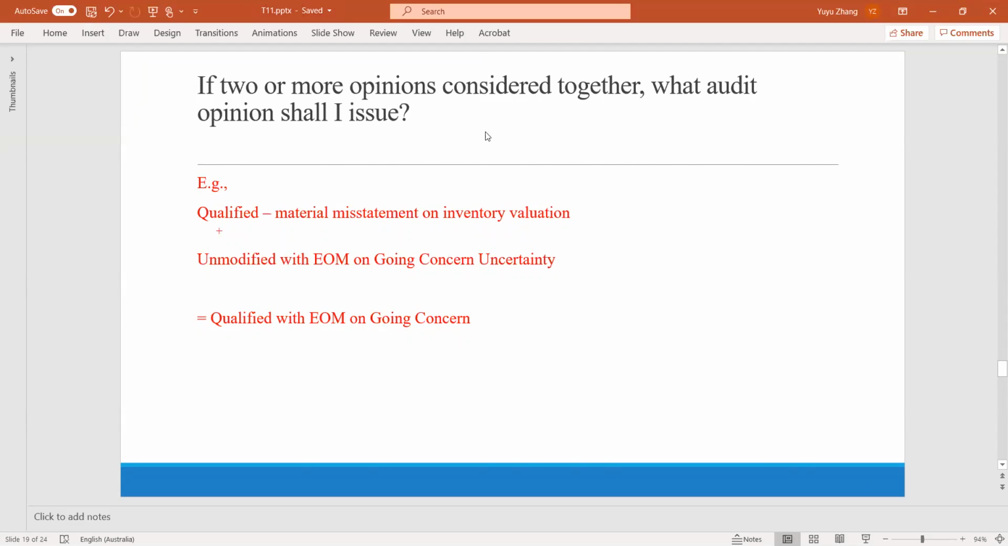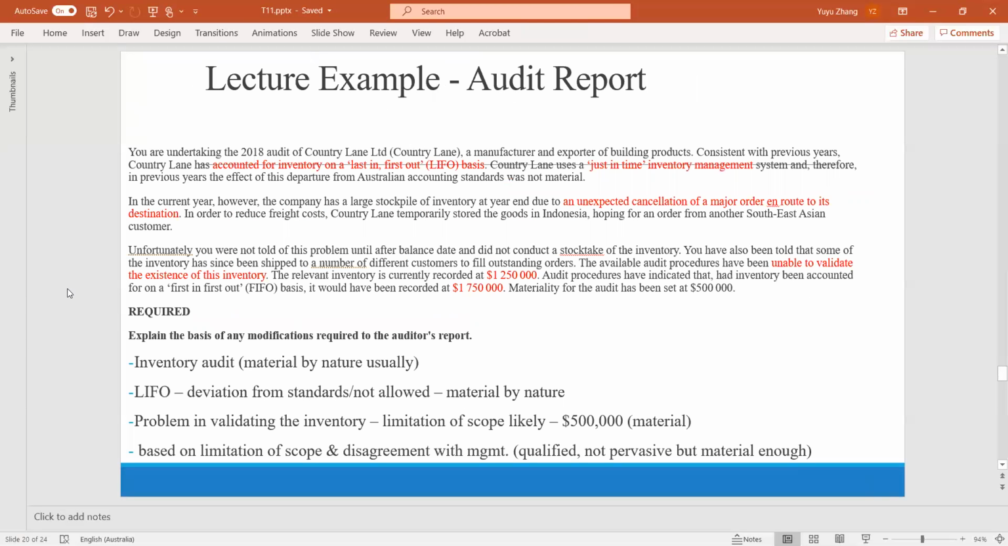But in the lecture example, in this case, everything is about inventory. So it seems the problems about material misstatement also come with problems about limited scope, both about the inventory account and just reaching the materiality threshold. So to combine them together, that is a qualified opinion due to both limited scope and material misstatements, but not pervasive, right?